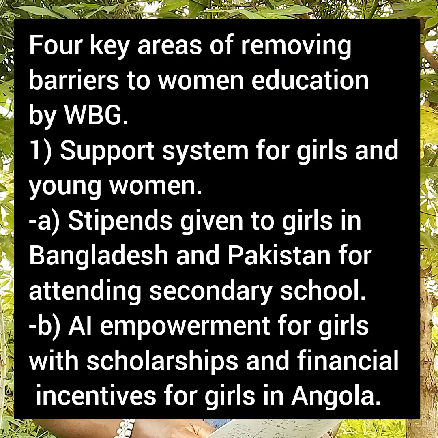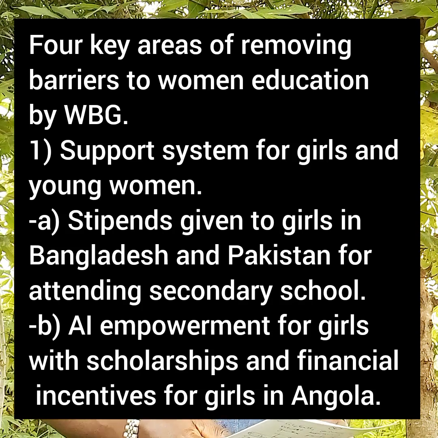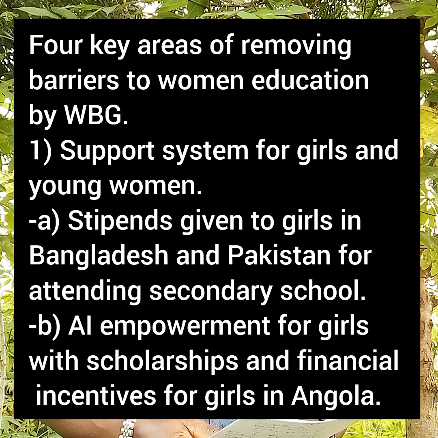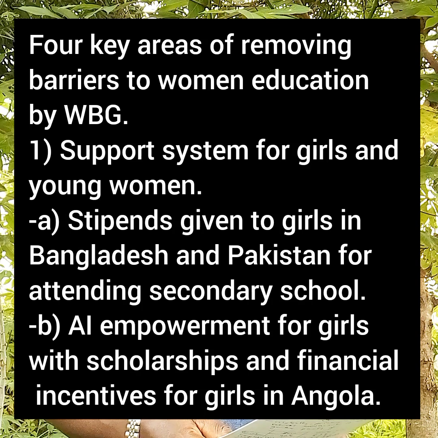Okay, we're back. We talked about the interventions, how we remove the barriers. And we observed that the World Bank Group, WBG as we normally abbreviate it, has 4 categories. The first category has to do with what kind of support system to remove the barriers: scholarship schemes and financial support. They have one where they give stipends to girls and young ladies who complete secondary school in Bangladesh and Pakistan. They give them stipends and scholarships to go through and complete secondary education.